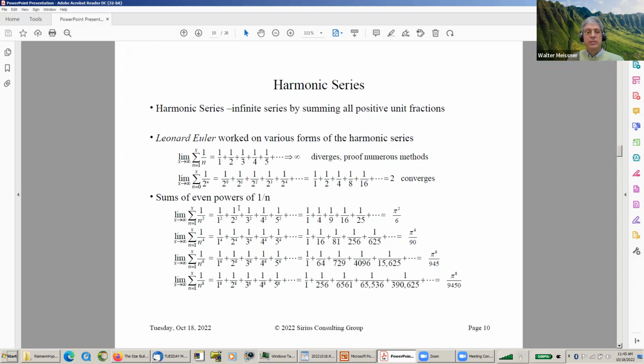The amazing result is that the sum of 1 over n squared up to infinity equals pi squared over 6. For the fourth power, it's pi to the fourth over 90; the sixth power, pi to the sixth over 945; and the eighth power, pi to the eighth over 9450. So how can this be? How did pi show up here? There's a little bit of a story behind this.